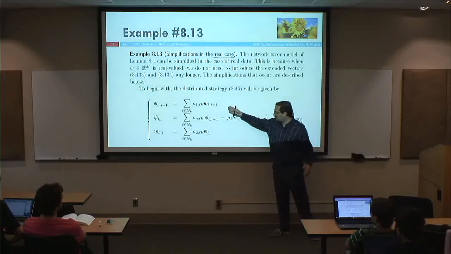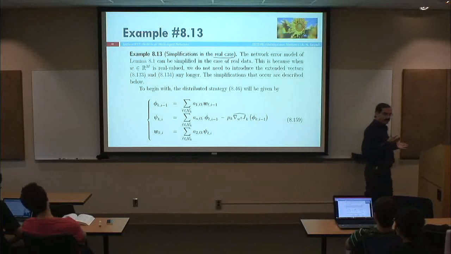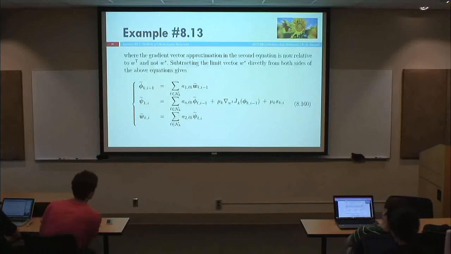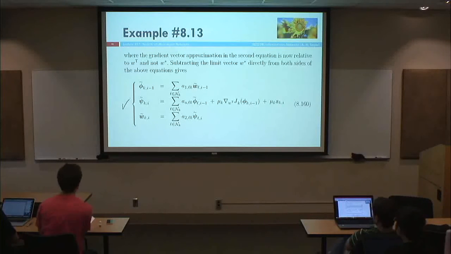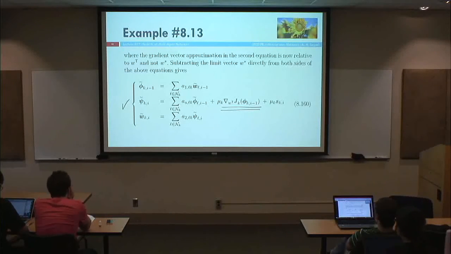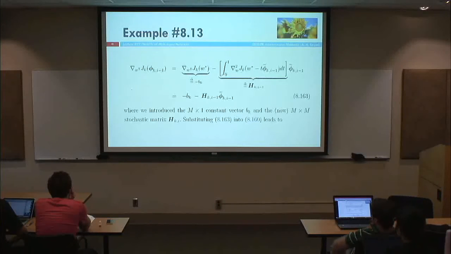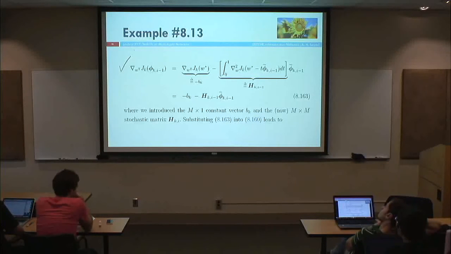So I just work with the original recursions, I don't have to extend them, right? You start from these recursions, you get the error recursions, I don't have to extend them. Apply the mean value theorem to this, right? Just repeat the same argument. Okay, this is the gradient noise. Introduce the errors. Apply the mean value theorem. Right? Okay. So you don't have any extended vectors anymore.